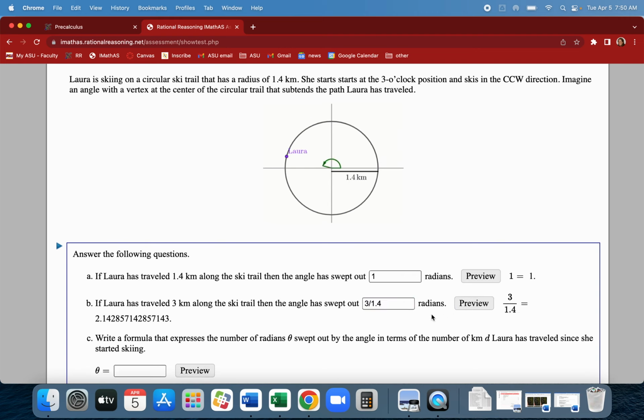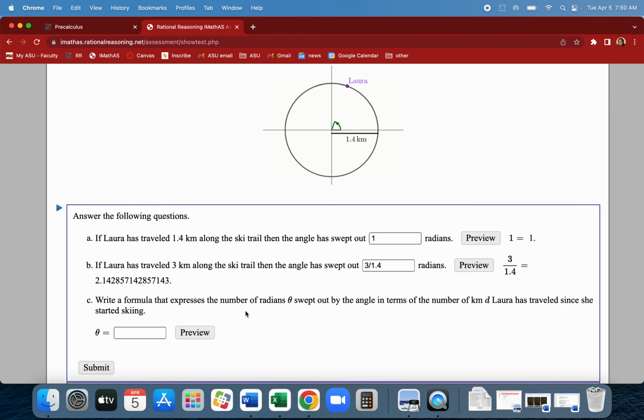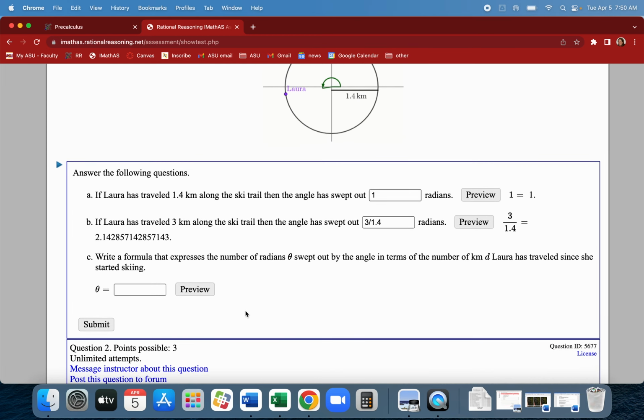I don't know if it'll tell me in number 4. Oh yeah, it's 2.14 something radians. Great. So for part C here, it says write a formula that expresses the number of radians swept out by the angle in terms of the number of kilometers she's traveled since she started skiing.